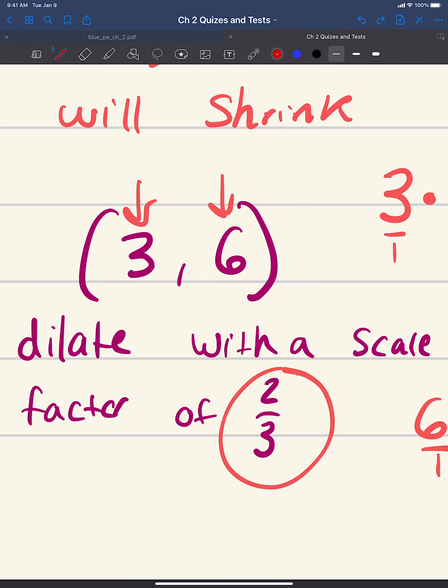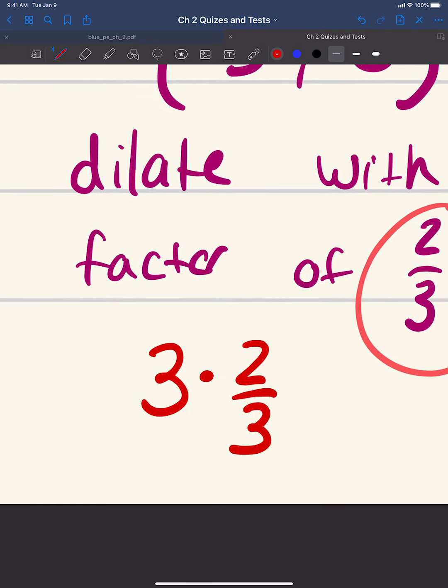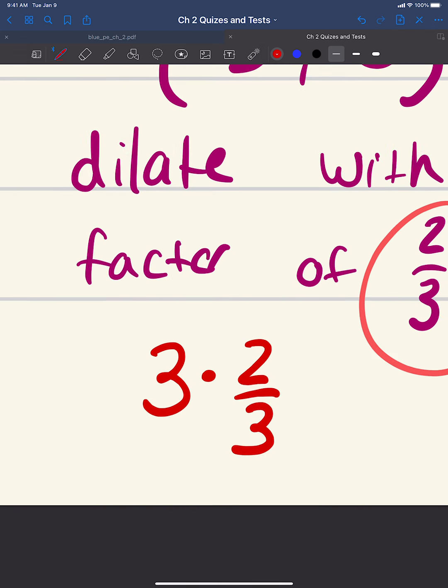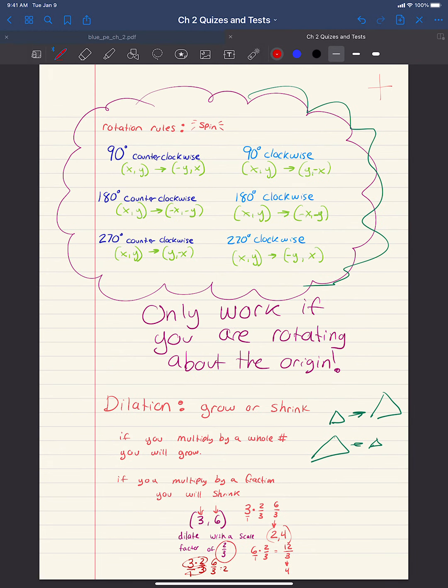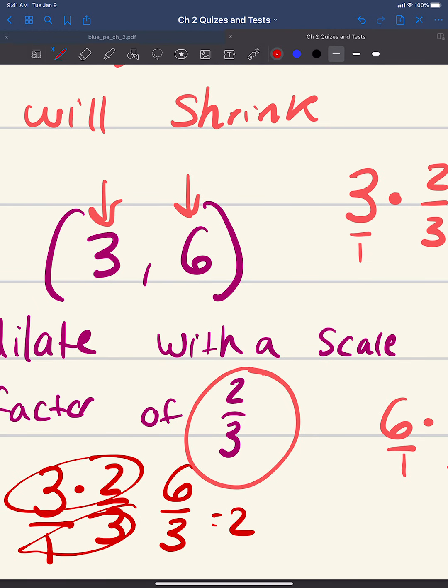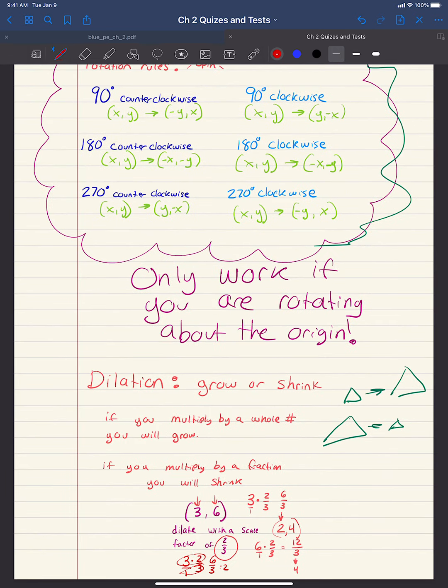All you do is take the first number, which is 3, times it by 2/3. How do I times a whole number by a fraction? There you go, yep. So then it'd be 3 times 2 is 6. 3 times 1 is 3. Okay? So scale factor is easy. All you do is you just multiply what the scale factor is to those numbers. Make sense? Okay, how you guys feeling about dilations?